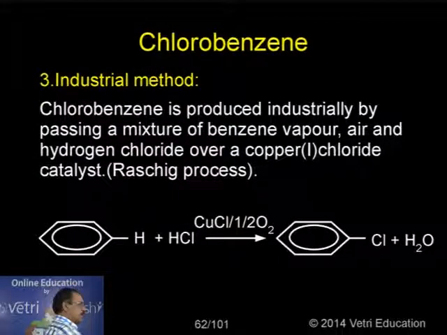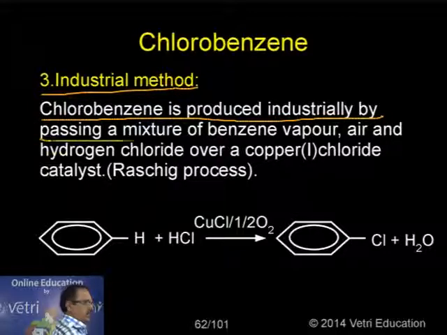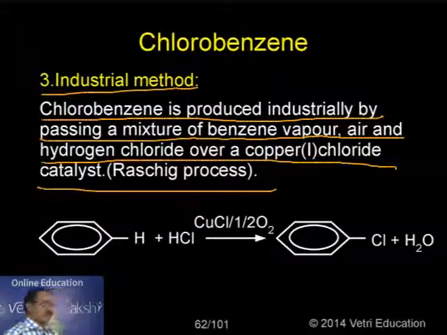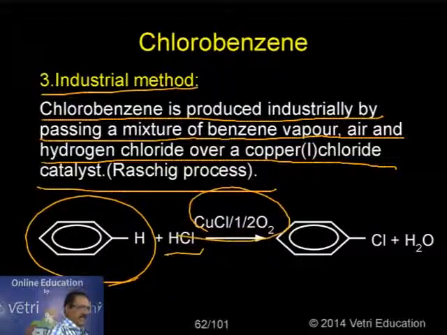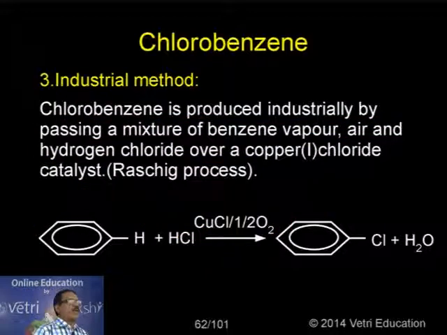Next one, industrial method. So, I can prepare chlorobenzene on a large scale. What is the method here? Chlorobenzene is produced industrially by passing a mixture of benzene vapor, air and hydrogen chloride over a copper(I) chloride catalyst. This is called the Raschig process, R-A-S-C-H-I-G, Raschig process. Again, the starting material is benzene, treated with HCl in presence of copper chloride, and because of air, I get chlorobenzene and water. This is the industrial method, large scale. So, by using any one of these methods, I can prepare chlorobenzene.